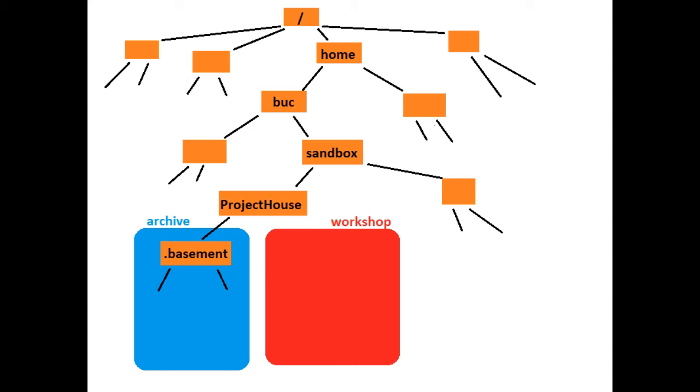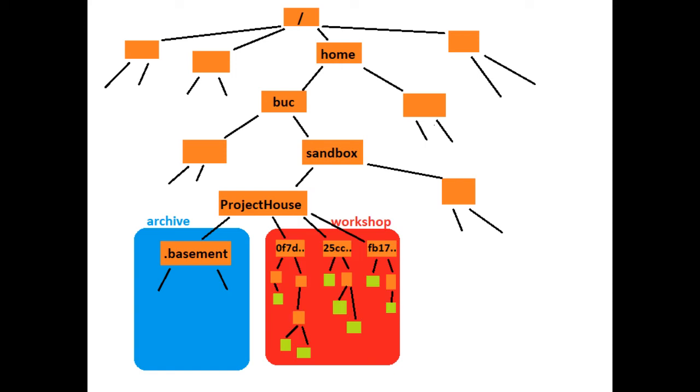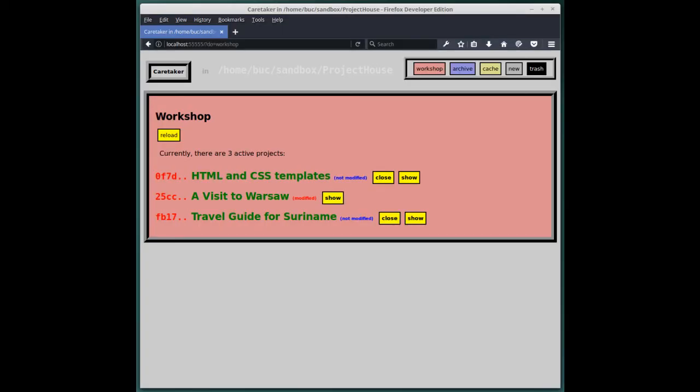And the virtual workshop is the other part on the project house root that holds the file trees of all active projects. If a project is alive and modifiable in the file system at all, then it is here in the workshop in its home folder named after its PID. In this picture there are 3 active projects. And this is a picture of the same workshop presented in the browser.